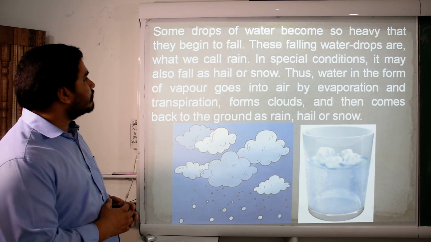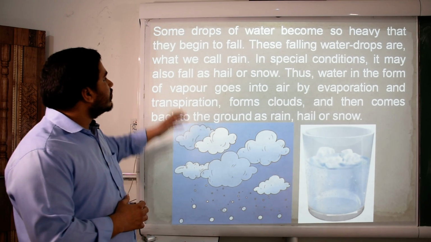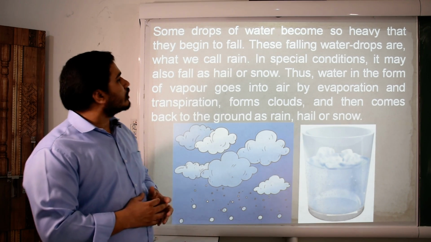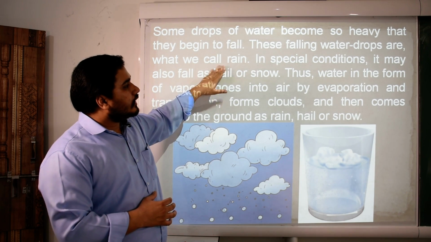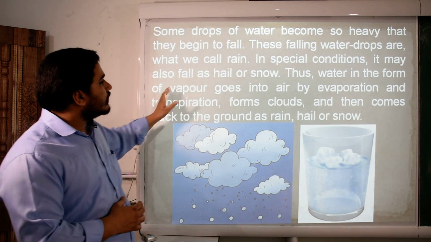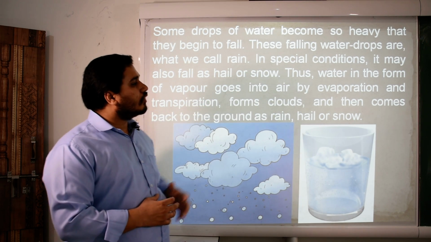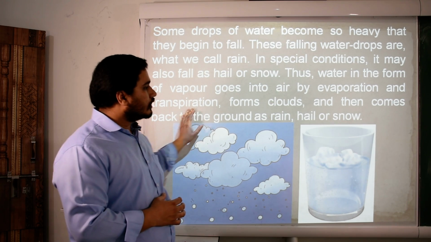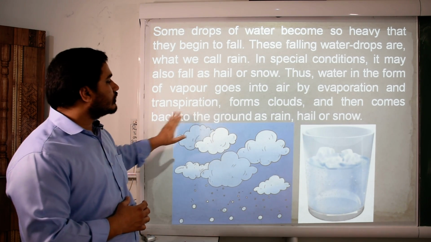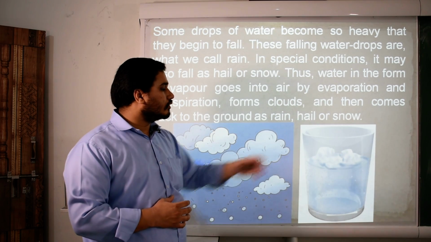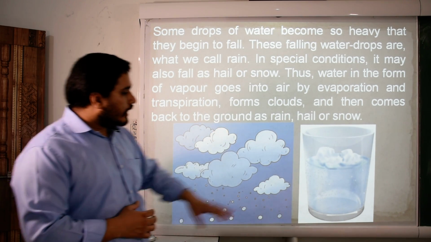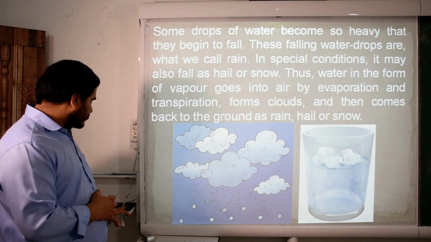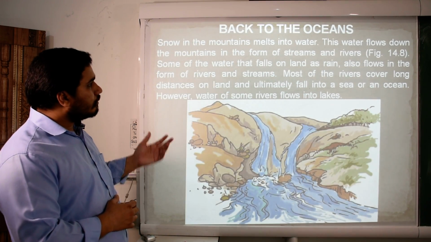We can check this with the examples in the picture given here. Some drops of water become so heavy that they begin to fall. These falling water drops are what we call rain. In special conditions, it may also fall as hail or snow. Thus, water in the form of vapor goes into the air by evaporation and transpiration, forms clouds, and then comes back to the ground as rain, hail or snow. So here we can take both examples: the experimental process we can check here, and the natural process we can see in the rainy seasons. Back to the oceans.